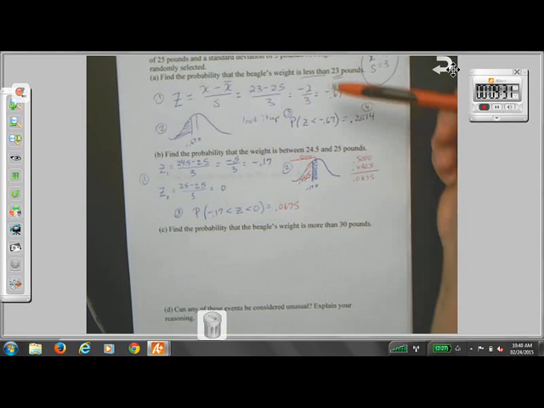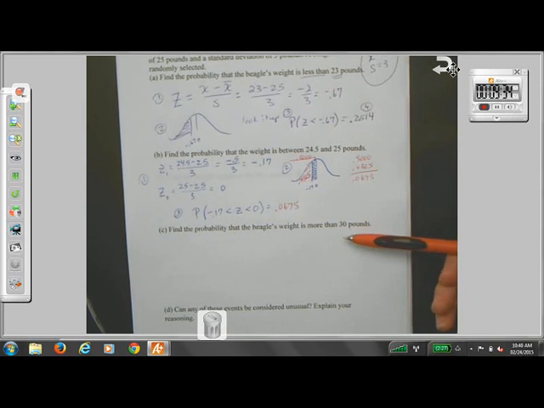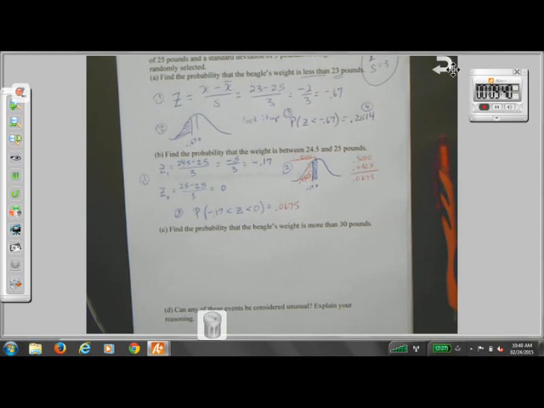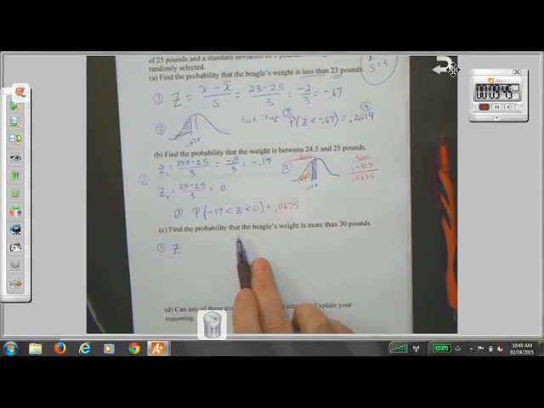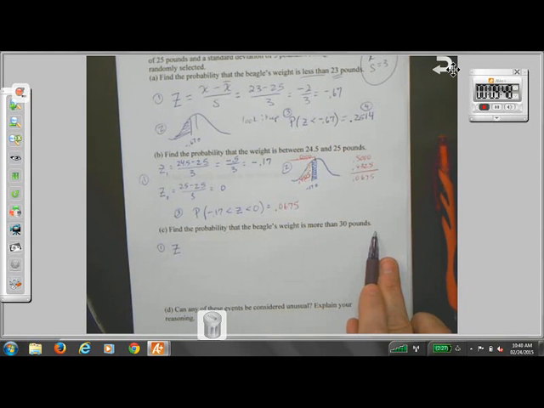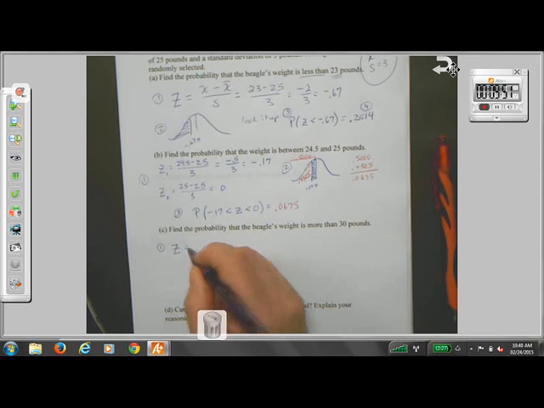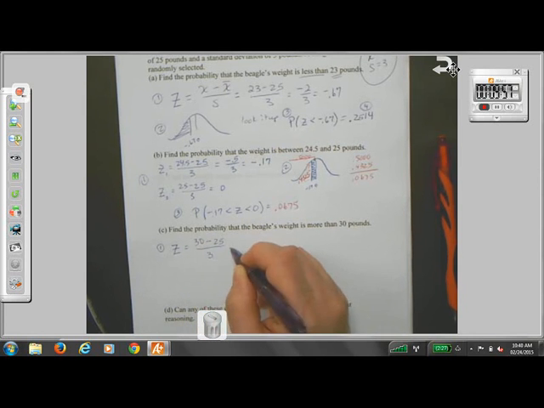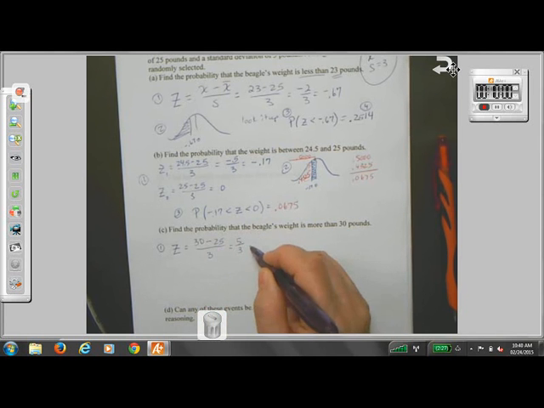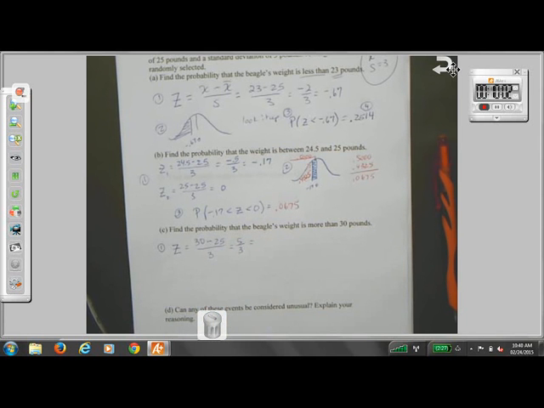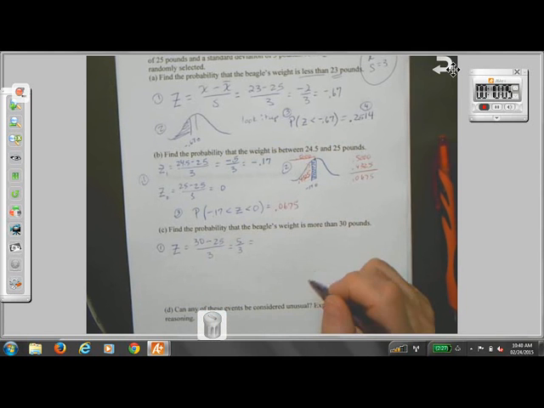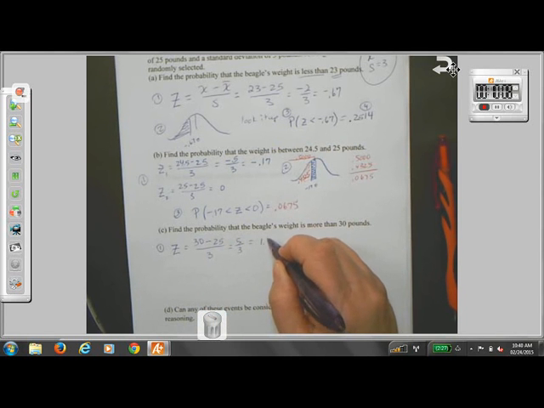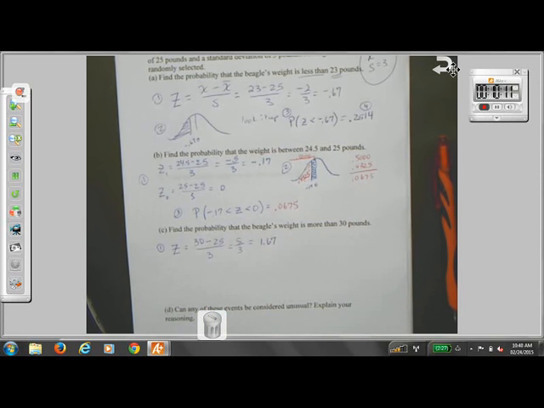Okay, so we've done a less than, we've done a between, now we're going to do a more than. Same situation, same mean and standard deviation, same steps. Step 1, write a z-score. So this is the probability that the beagle's weight is more than 30 pounds. I only need one z-score here for the 30 pounds. So 30 minus 25 divided by 3 will be 5/3. We convert this into a z-score, so this would be 1.67, always round to the hundredths place.